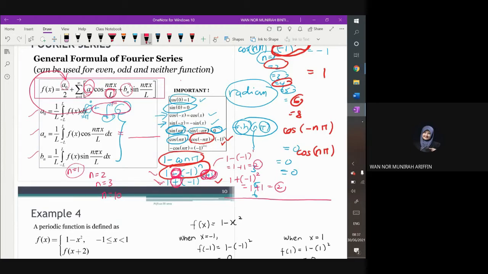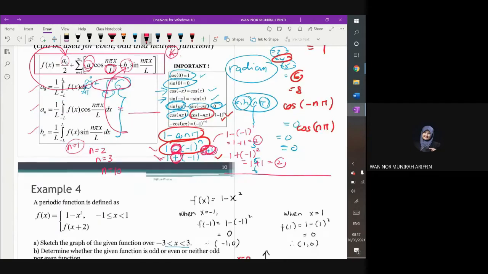Enter the value of L. What is your L? Okay, and then you get the value of bn and substitute it here, then multiply it with sin n pi x over L. So that is the Fourier series. This is the Fourier series, class. Okay. Just one formula. That makes the Fourier series easy.